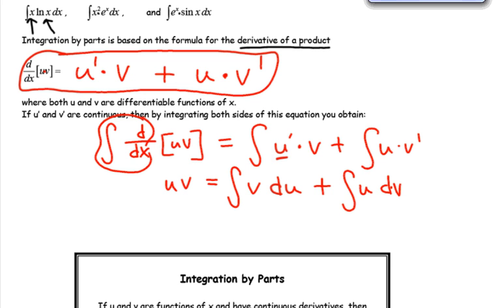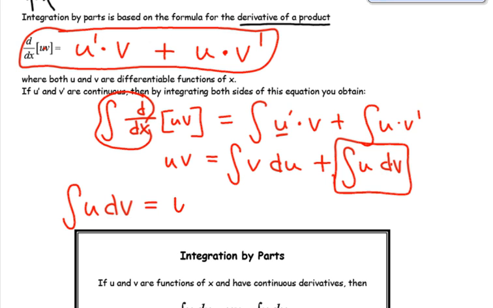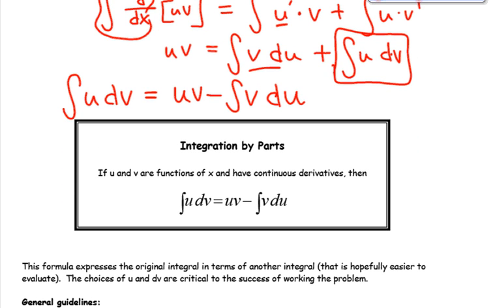From this formula, what you can get is a way to find an integral of a product of two different types of functions. So I'm going to isolate the integral of u dv, and that equals uv, and then this term gets subtracted: minus the integral of v du. That is integration by parts, and something that you need to memorize. If you look at the box below it, there it is again.